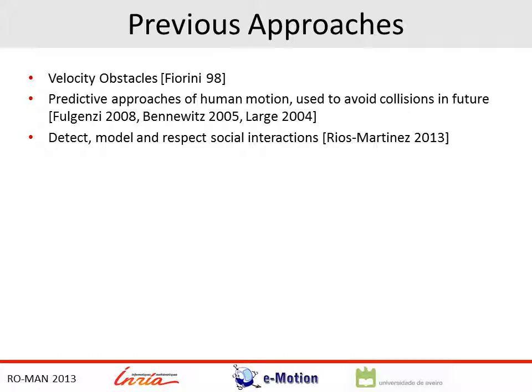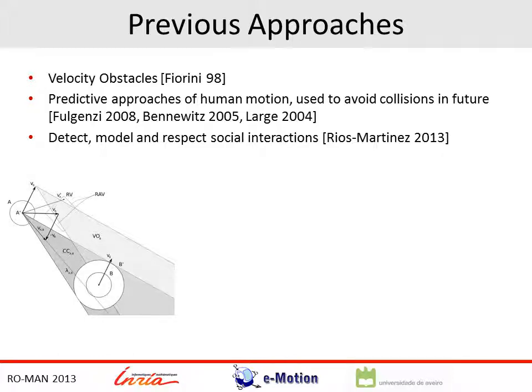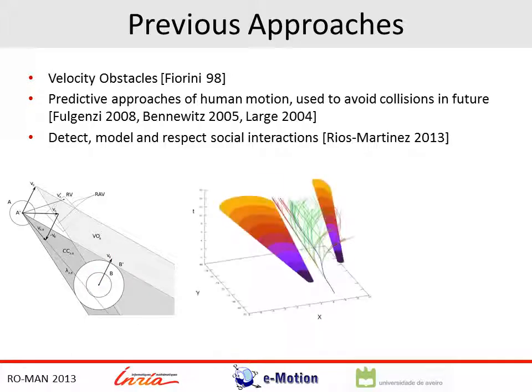Some previous approaches in this area of dynamic environment robotic navigation are the velocity obstacles developed by Fiorini, where the robot plans in the velocity space and computes the velocity that would avoid any moving agents, assuming their velocity would be constant. Also, we can find predictive approaches that use prediction of human motions to create plans for the robot that are going to avoid future collisions with these moving agents.